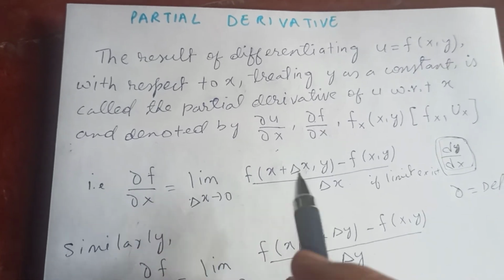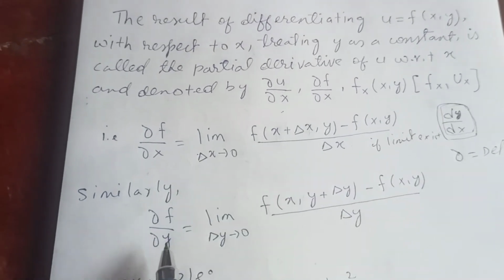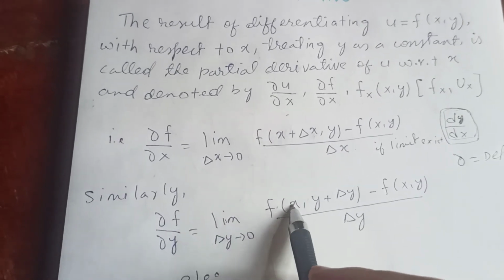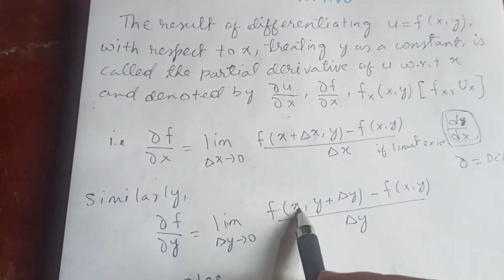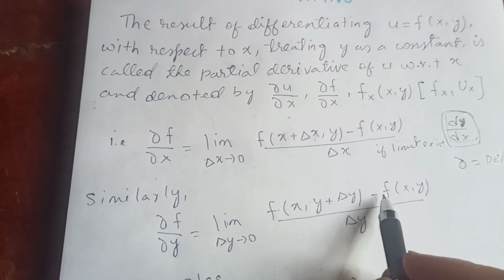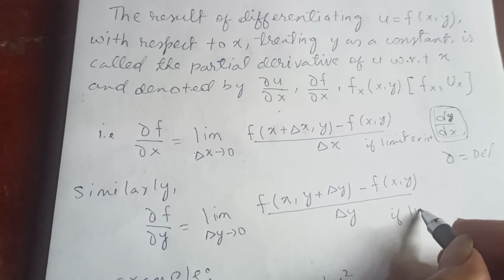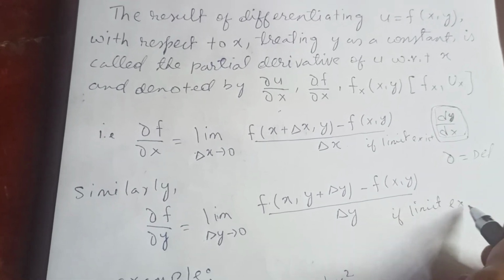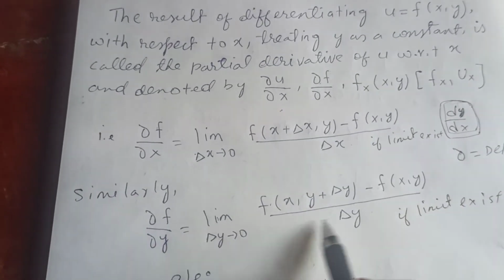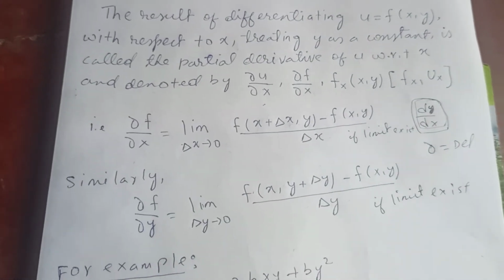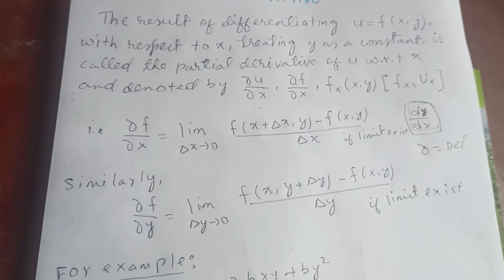And similarly, with respect to y, you get limit delta y tends to 0 of f of x comma y plus delta y minus f of x, y upon delta y, where here we treat x as constant, if the limit exists. So this is our definition for partial derivative.